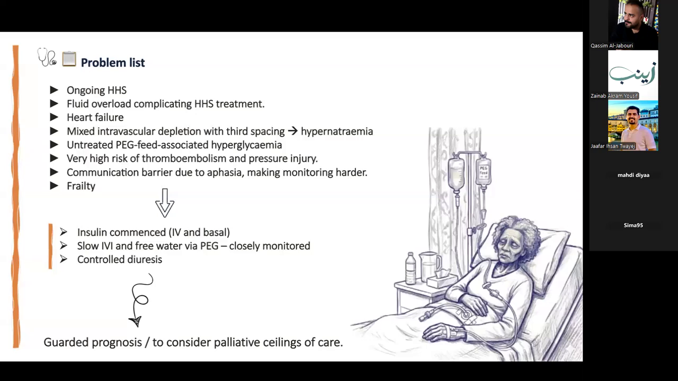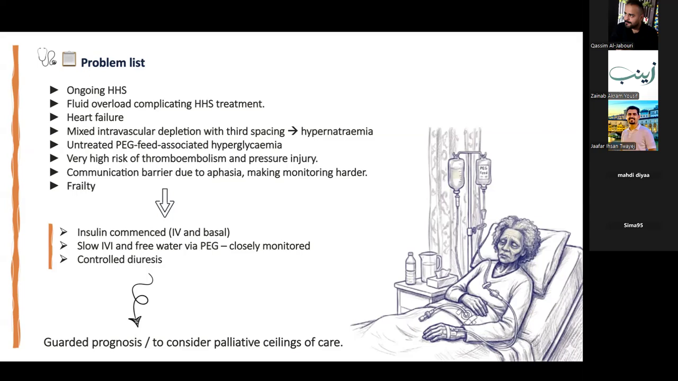And you need to give controlled diuresis. This patient was, of course, diuresed with IV furosemide 80 milligrams. But given the fact that she is multimorbid, there were initial delays or inappropriate management of her HHS. She clinically deteriorated. She did not respond well, and discussions are being made about putting her as end of life and palliative because of the poor guarded prognosis.